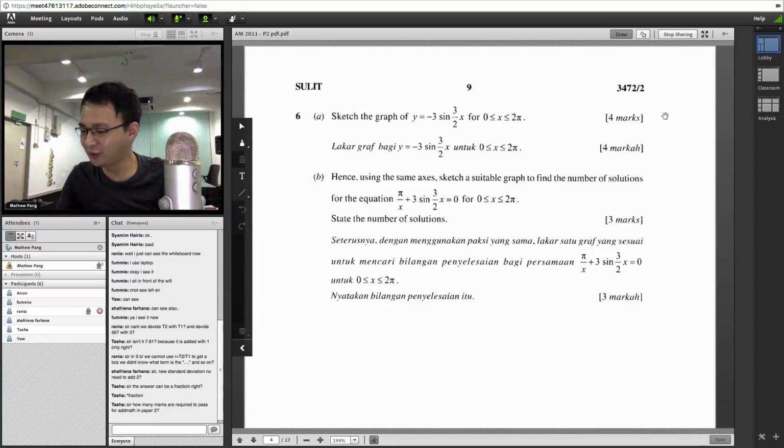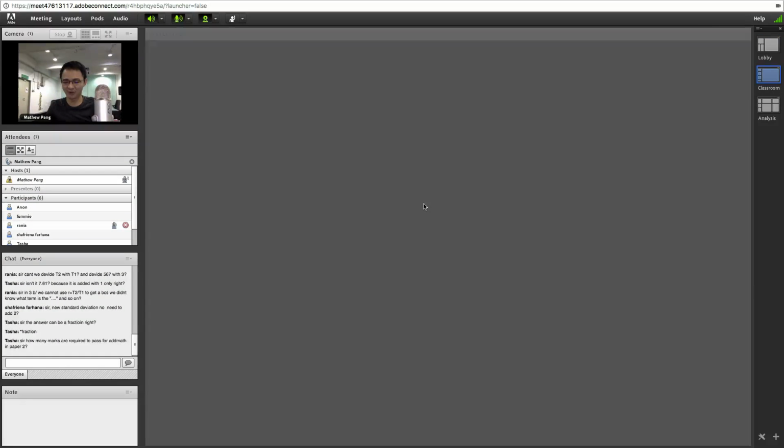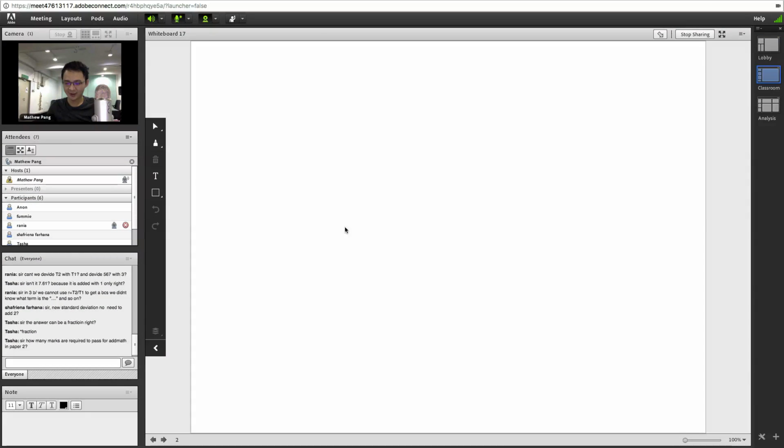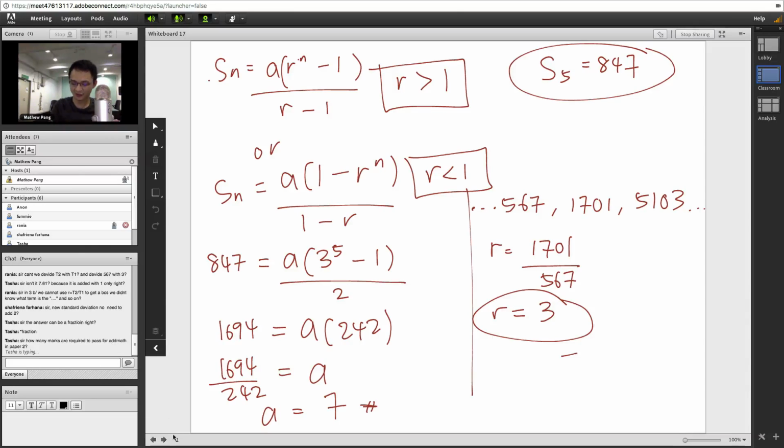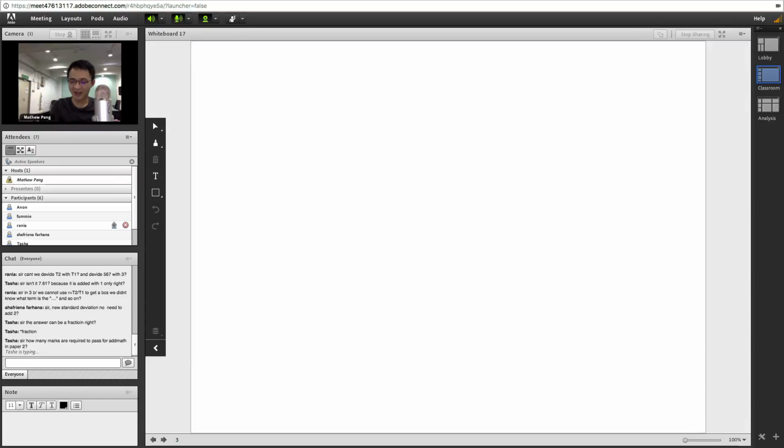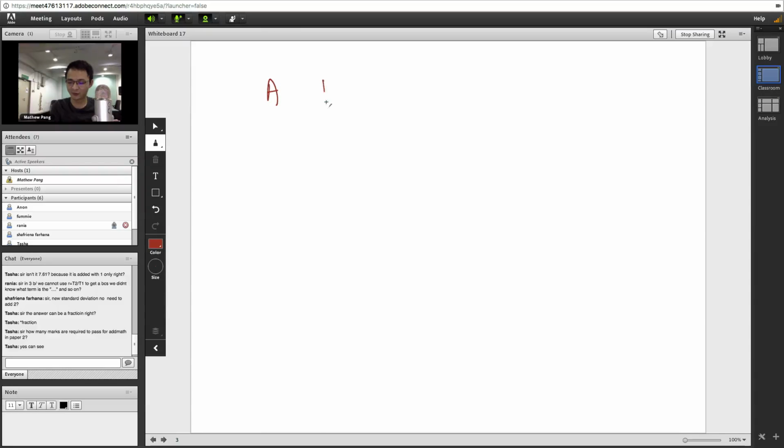So let's move on to the whiteboard. I want to see, can you actually see the whiteboard right now? Can you see the whiteboard? I'm trying to go to a new whiteboard. A, B, C. Anyone cannot see me writing A, B, C, D on the whiteboard? Just a quick test. If all of you can see, then it will be good, because just now one of the students said that she cannot see.